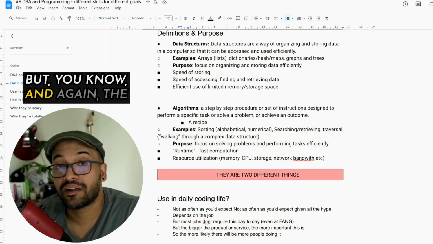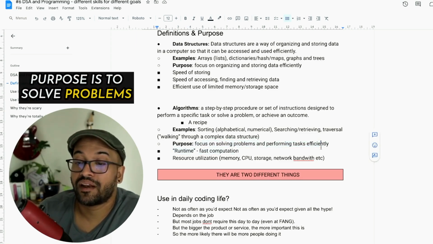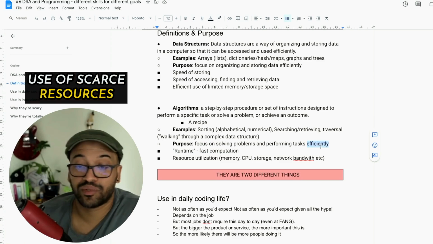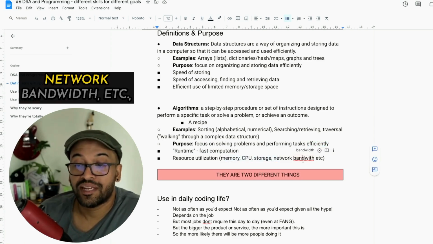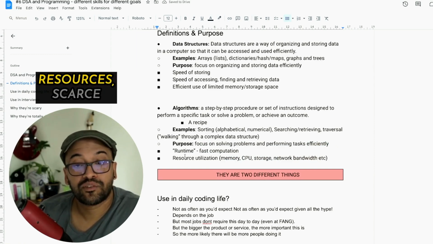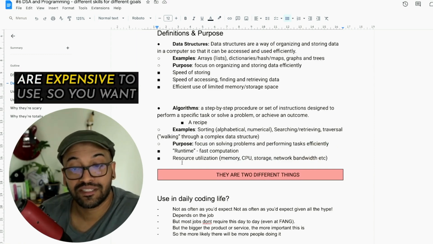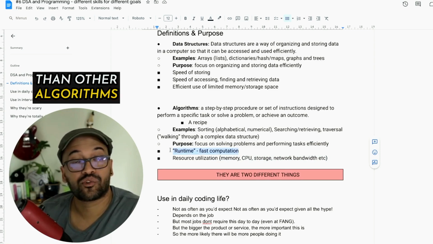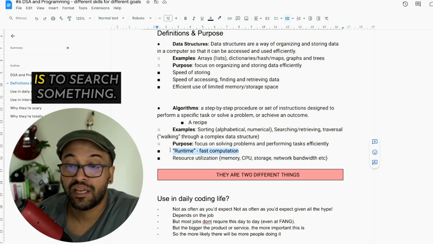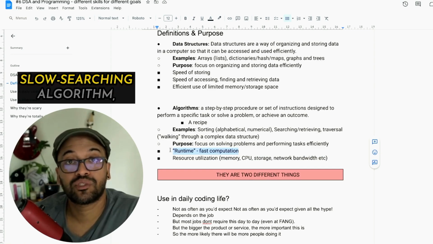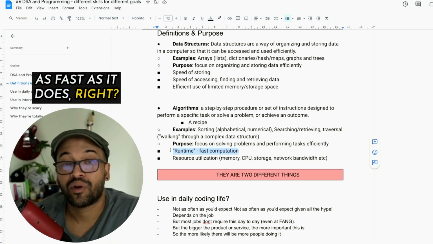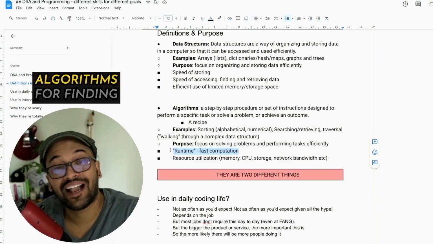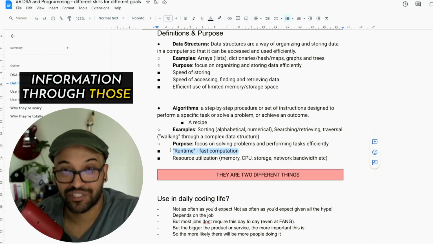And again, the purpose is to solve problems and perform the task as efficiently as possible, either time-wise or in terms of the use of scarce resources like memory, storage, CPU, network bandwidth, etc. You have limited resources, or resources that are expensive to use, so you want to optimize their use. You also want the algorithm to run faster than other algorithms because speed matters. For example, if Google chose a very slow searching algorithm, its results wouldn't come as fast as they do, right? Part of the reason it's that fast is it uses a combination of optimized data structures and great algorithms for finding information through those data structures.